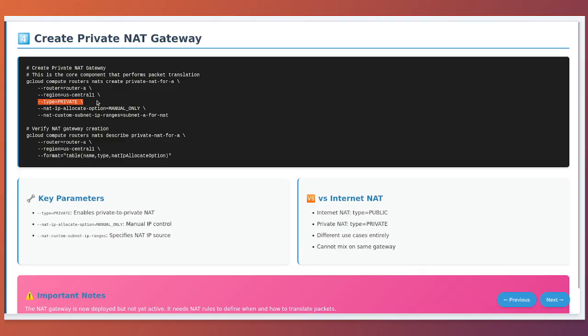NAT IP allocate option manual only means we're explicitly controlling which IP ranges to use for NAT, rather than letting GCP auto-assign them. NAT custom subnet IP ranges, subnet A for NAT, tells the gateway to use our specially created NAT subnet as the source of translation IPs. This gateway will now sit in the data path, ready to intercept and translate packets based on the rules we'll create next. Think of this as deploying your translator at the border checkpoint between two countries.